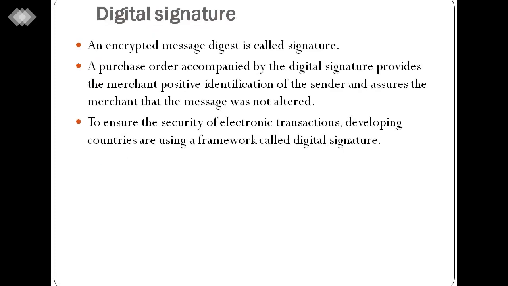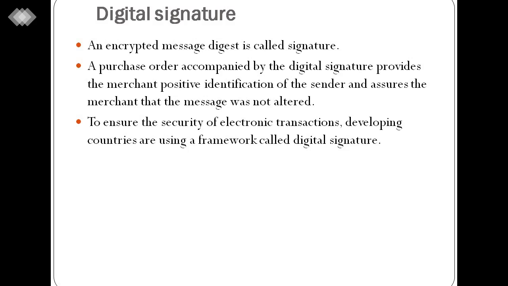Now the second algorithm is the digital signature. An encrypted message digest is called a signature. A purchase order accompanied by a digital signature provides the merchant positive identification of the sender and assures the merchant that the message was not altered.